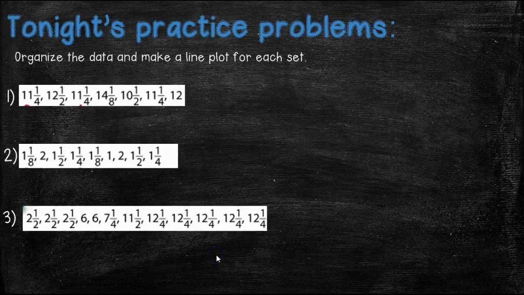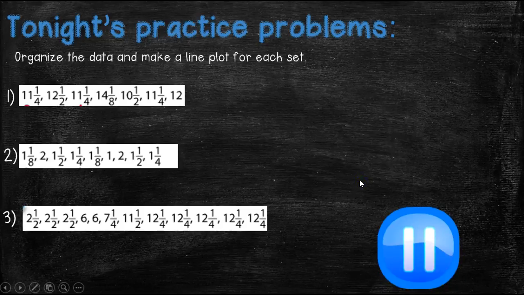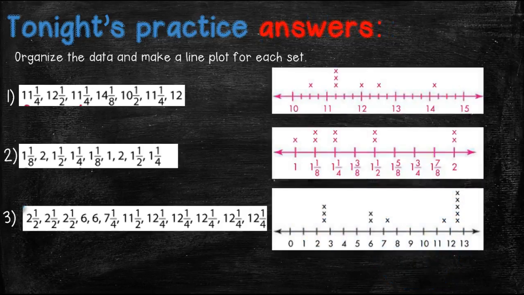Okay, now it's your turn. We only have 3 practice problems tonight because it's a little bit more in depth. Remember to take this data, make sure you organize it in a frequency table, and make sure that you put it in order, and then from there you can draw the line plot. Go ahead and pause the video and come back when you're ready for answers. All right, coming back in 5, 4, 3, 2, 1.